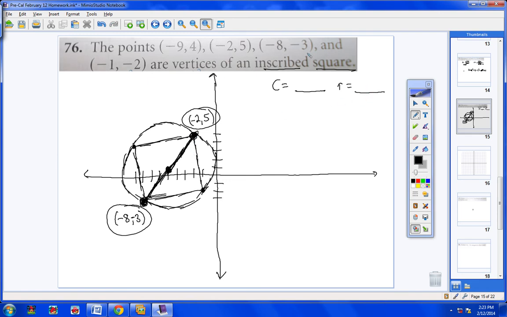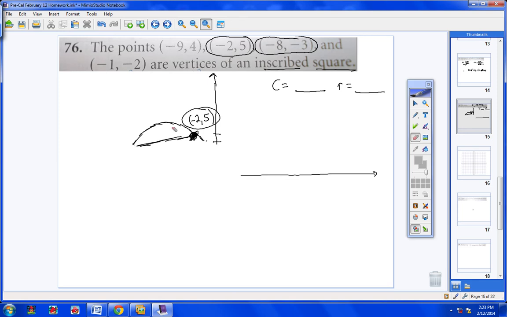So the only 2 points I need out of all 4 of these, I'm going to circle them for you, would be this ordered pair right here, -8, -3, and this ordered pair right here. Now, could you have drawn the other diagonal and used the other 2 points? Yes, you could, most definitely. I'm going to use these 2 ordered pairs.